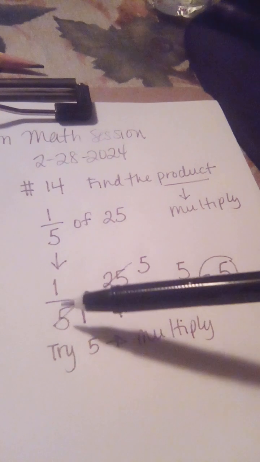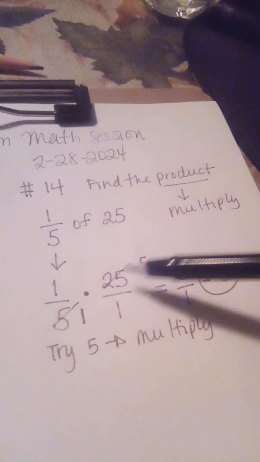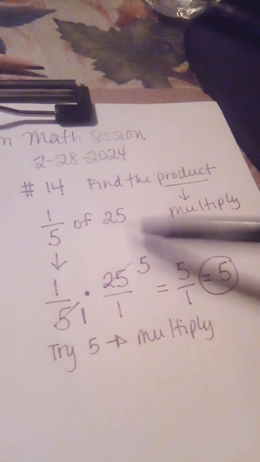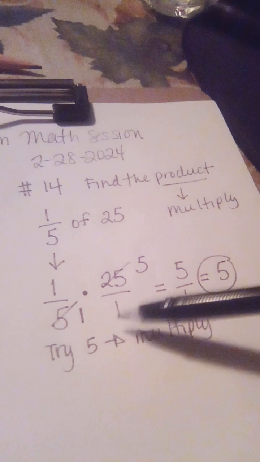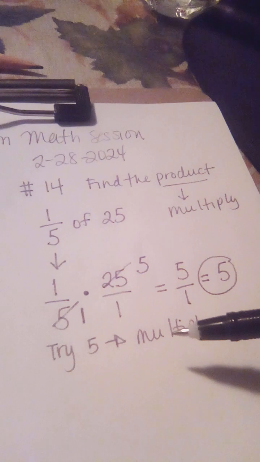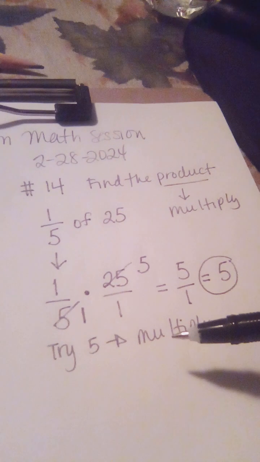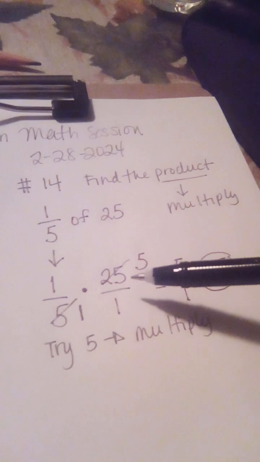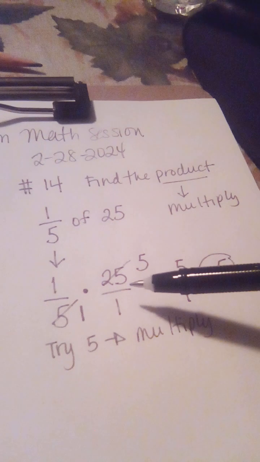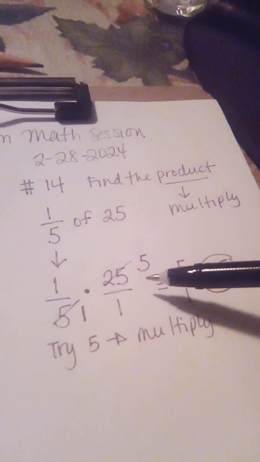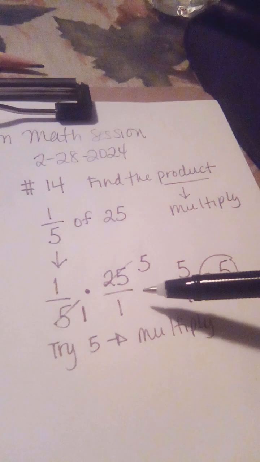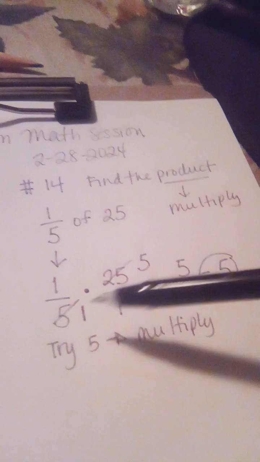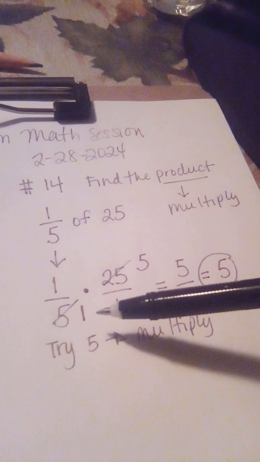1 over 5 multiplied by 25. 25 is a whole number. When you see a whole number, put it over 1. Then the next step, you ask yourself, which numbers can we reduce right off the bat? 25 and 5. We will divide by 5 to further reduce the fraction. 25 divided by 5 gives us 5.